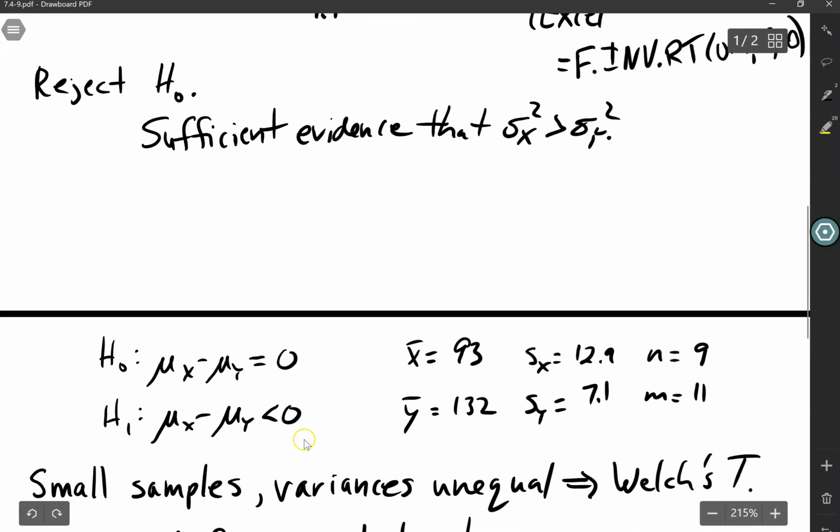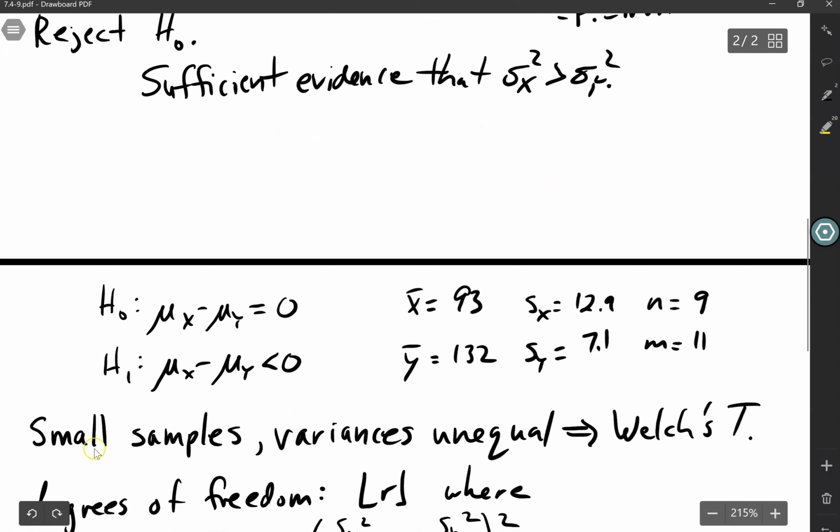All right, so the reason why we're using Welch's T again is because we have small samples. If this was a large sample, we would go with the normal distribution approximation and go and have fun. Okay, so this is small samples and the variances are unequal. That's what's telling us why we have to go use Welch's T to be able to do this hypothesis test.